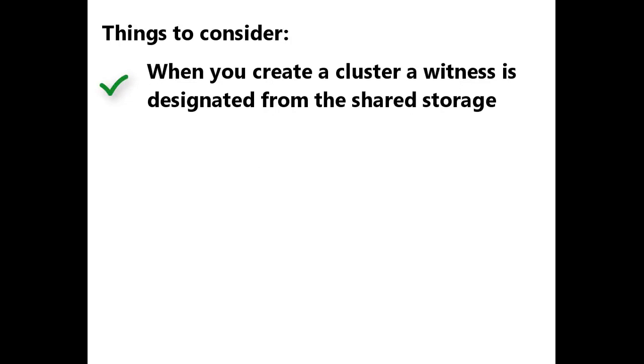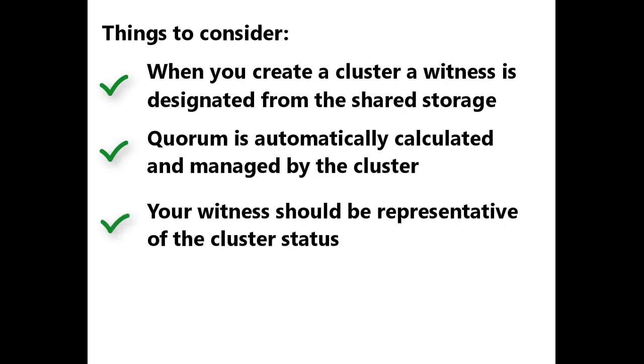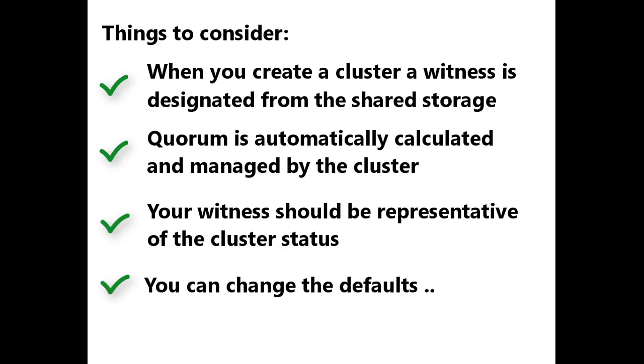First, when you create a cluster, if it has shared storage, then a witness will automatically be designated in that storage, either a disk or file share. Quorum is automatically calculated and managed by the cluster. It knows how many nodes there are and it will do the math for you. Your witness should be representative of the cluster status, so if your witness was offline, then the cluster, in the event of a tie, should also be offline. And you can change the defaults. Let's take a look at how.